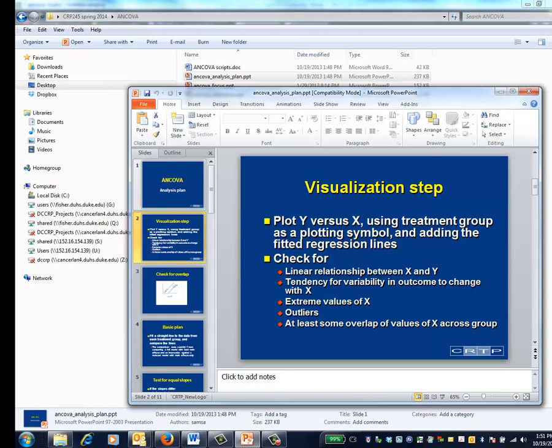The analysis plan for the simple analysis of covariance is very similar to that of the two-way analysis of variance. All of its elements can be addressed visually through the scatter plot. Most of the steps of the visualization exercise have already been discussed under simple regression. The only additional step required is to verify that there is sufficient overlap in the values of the covariate.